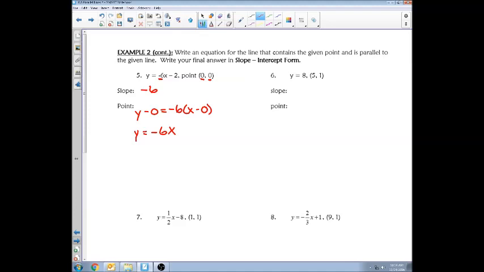The other thing you need to realize is if you need to take an equation from point-slope form to slope-intercept form, we're going to go ahead and distribute that negative 6.